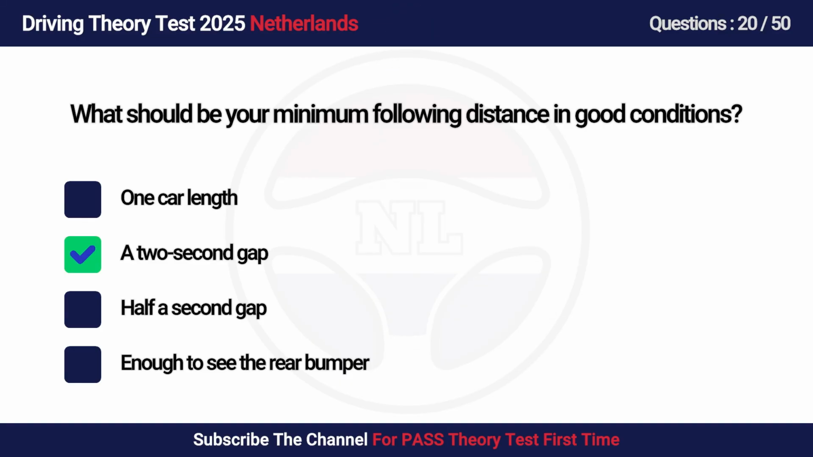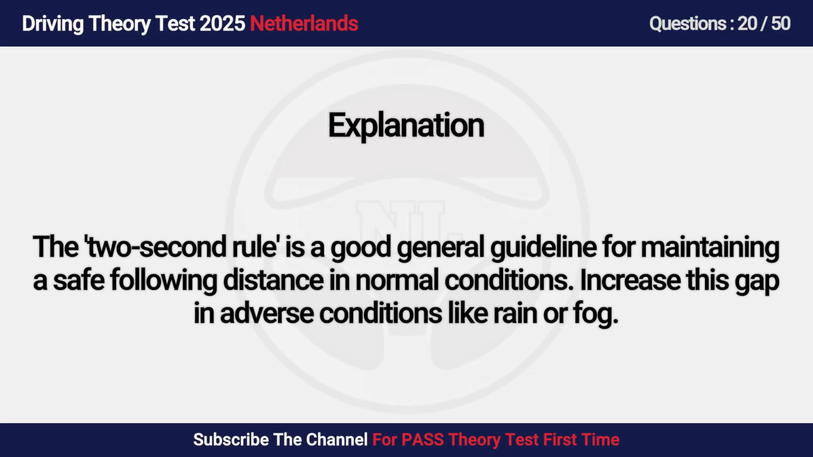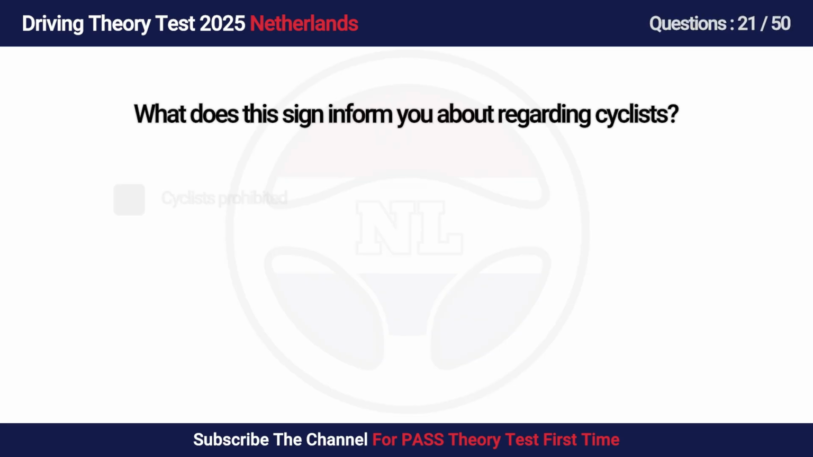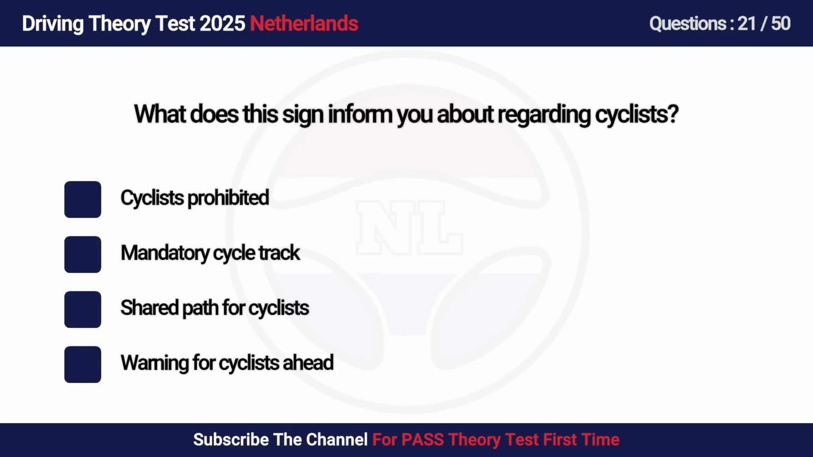Answer is B. A gap. The rule is a good general guideline for maintaining a safe following distance in normal conditions. Increase this gap in adverse conditions like rain or fog. Question 21. What does this sign inform you about regarding cyclists?